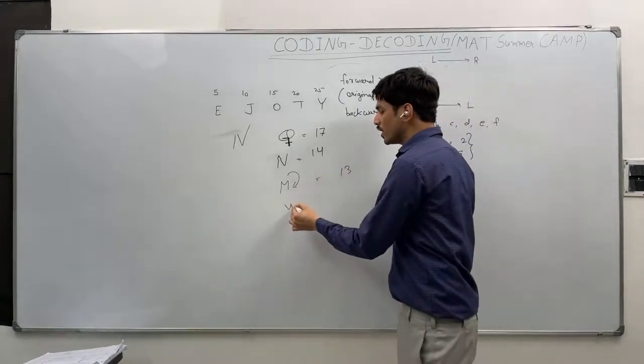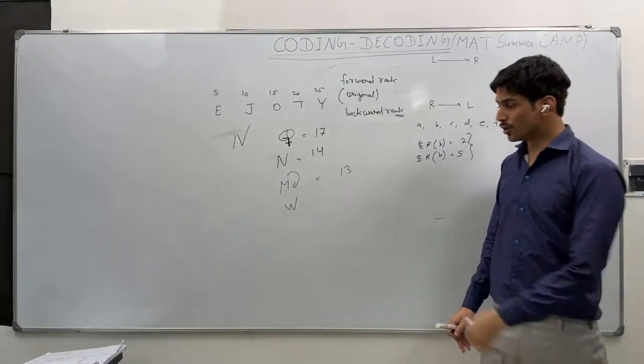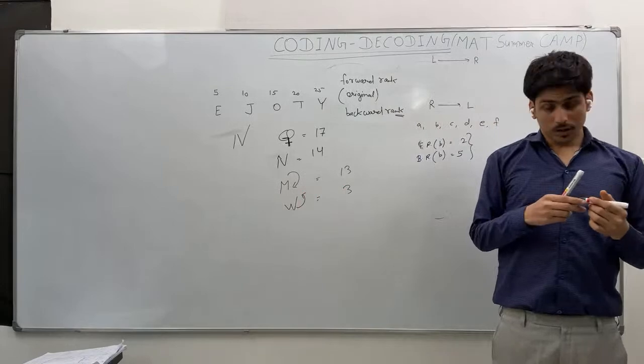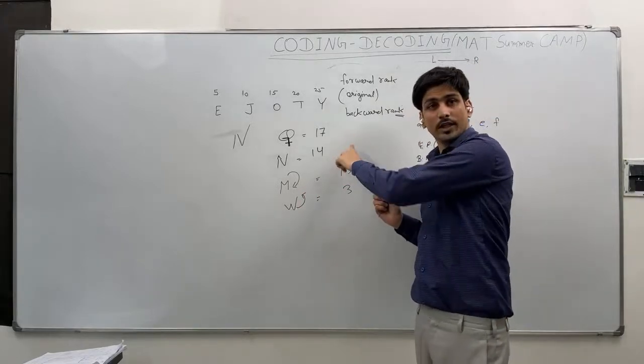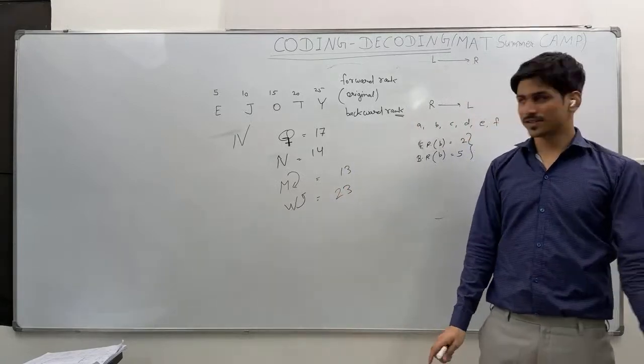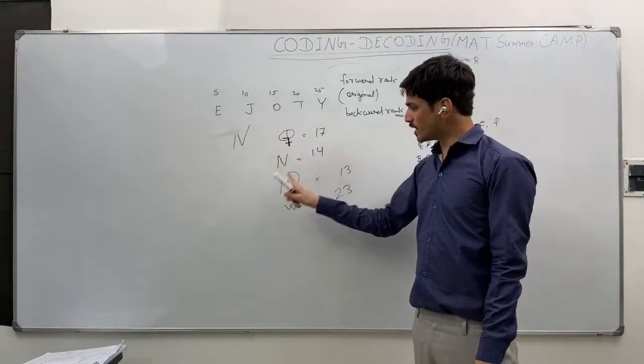Let's say you want to know the rank of W. So what do you do? Again you rotate. Then it is looking like a 3. But then first of all 3, then what will come? 13. Then what will come? 23. Simple, right? So Q we know. Rank of N is also known.